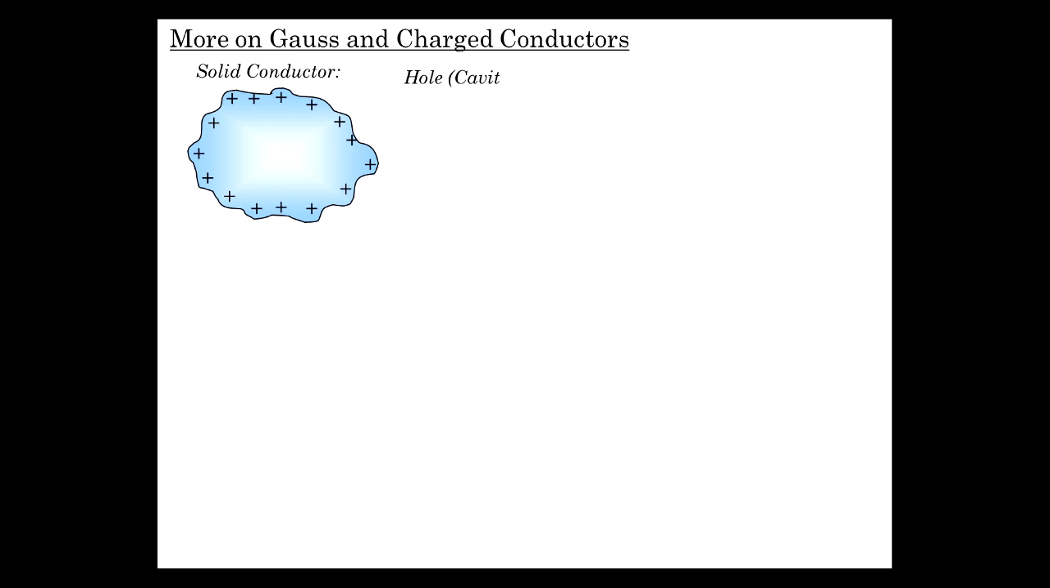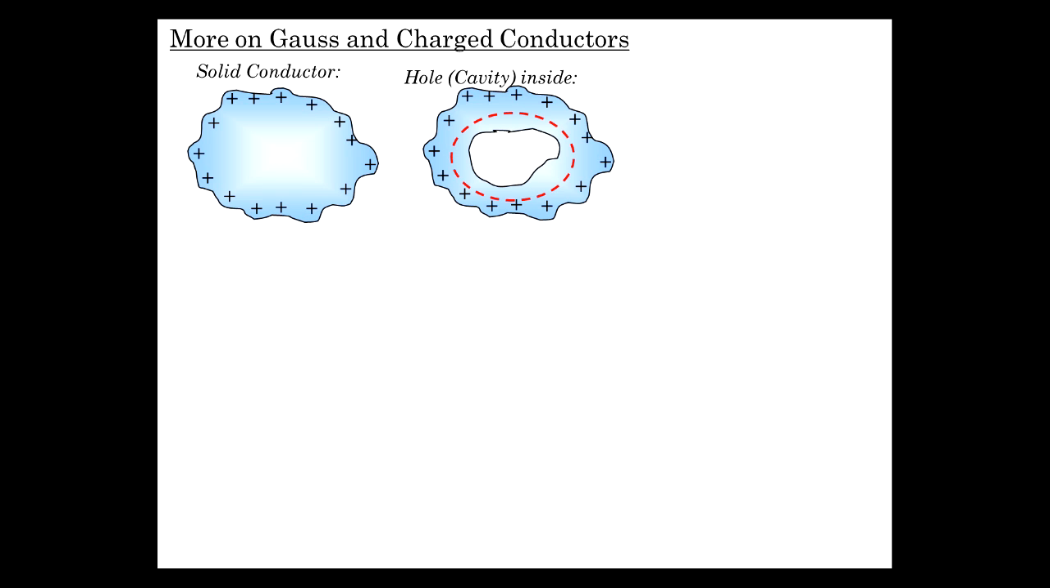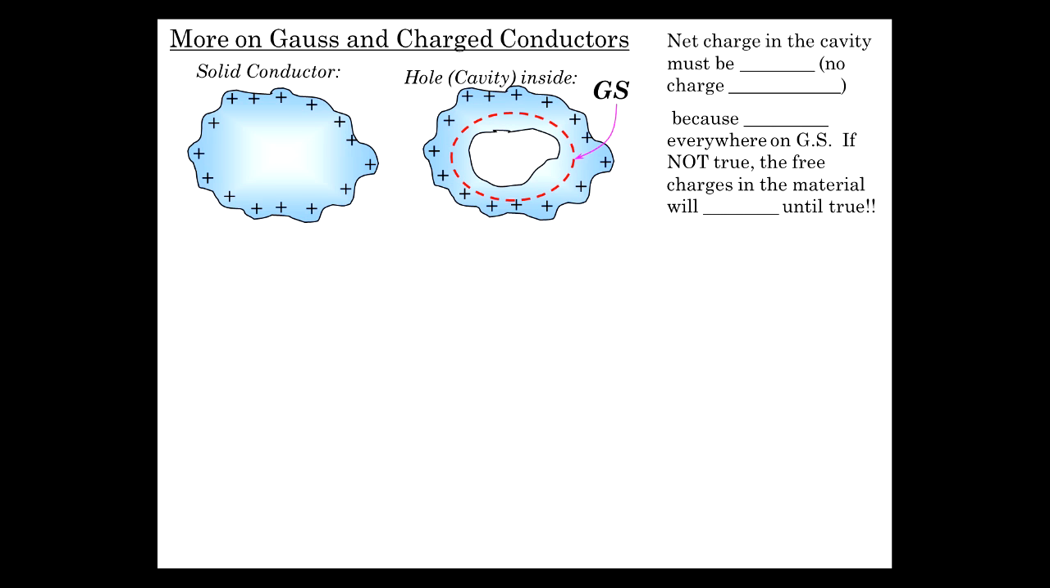Let's now consider some more consequences of Gauss's law pertaining to conductors. So we start with this solid conductor, and we're going to carve out a cavity inside of it. Sounds like fun. So, boring out this hole inside and putting a Gaussian surface around it, keep in mind that this is a two-dimensional slice of a three-dimensional extended object. So this Gaussian surface really encloses a volume that includes this cavity.